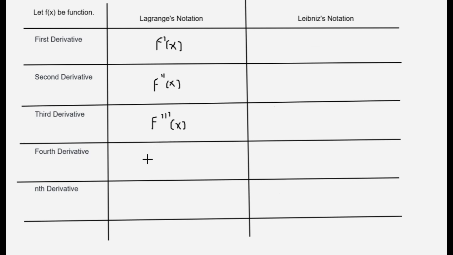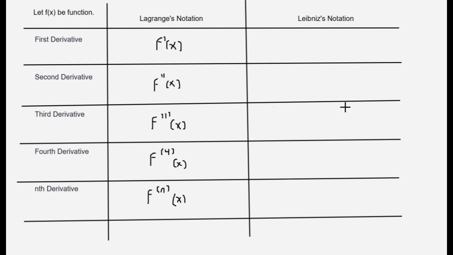And at the fourth derivative, we no longer use the prime symbol. We're just going to indicate the order of the derivative with the number. So after that, if we have an nth order derivative, this is the nth derivative of f of x.